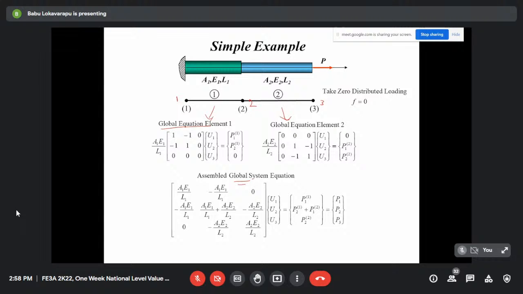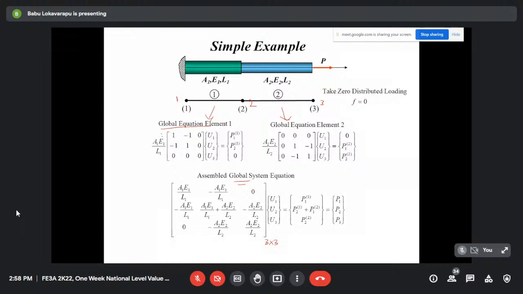Okay. How to do that? For doing this, first you should know the order of this matrix. How many nodes are there? There are 3 nodes, so here you are going to get a 3 by 3 matrix. At each node, 1 degree of freedom. There are 3 nodes, therefore I'm going to get a 3 by 3 matrix. Right? Okay.